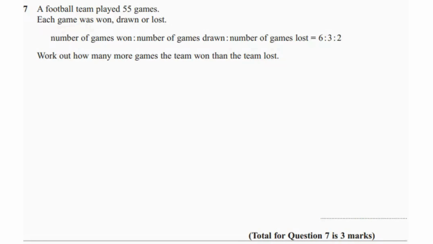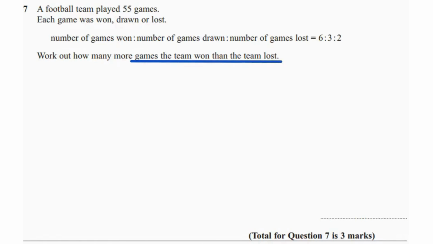So it says a football team played 55 games. Each game was won, drawn, or lost. Number of games won to number of games drawn to number of games lost is 6 is to 3 is to 2. Work out how many more games the team won than the team lost. So this is the main thing.